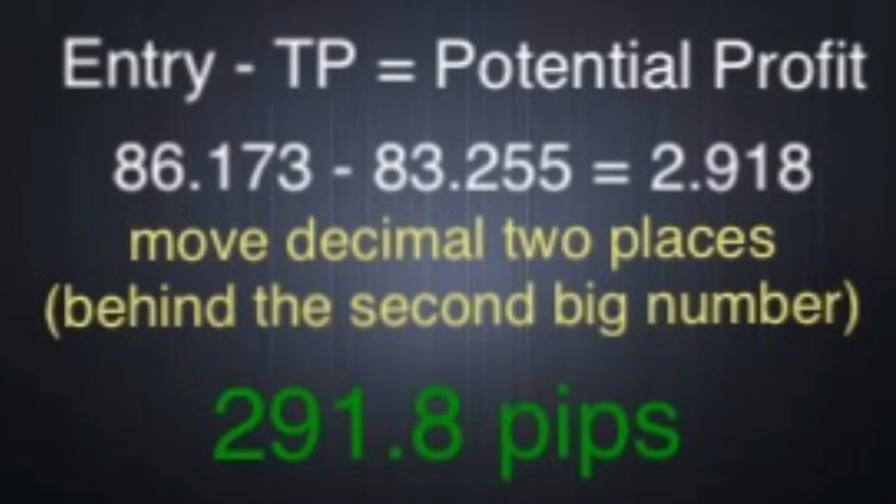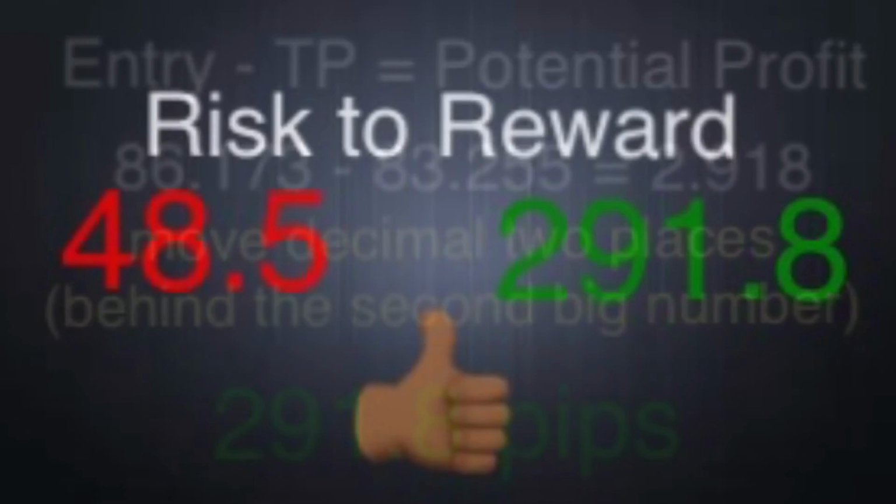And you have that information. On the flip side, you want to take your entry and subtract the take profit so you can see your potential profit. In this case, that's 2.918. Once again, you move that decimal 2 places behind the second number to calculate the pips, and in this case you have 291.8 pips that you could profit if you put this trade in and let it run until it hit either the stop loss or the take profit, which is the mindset we want you to have.